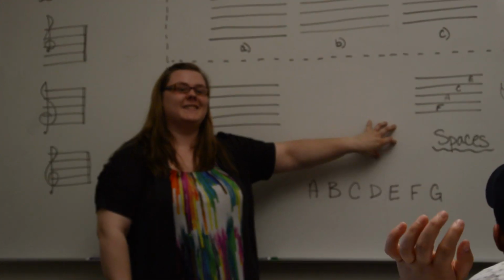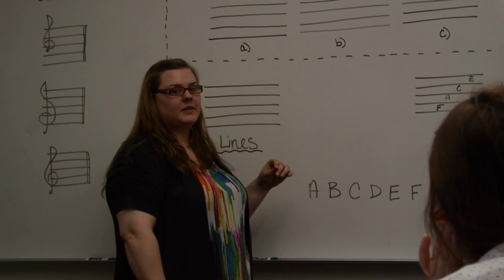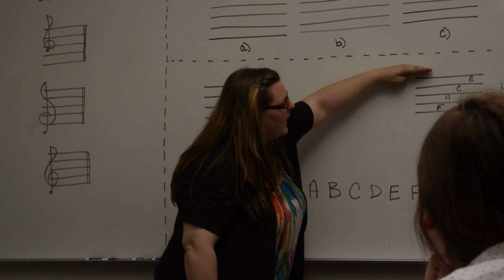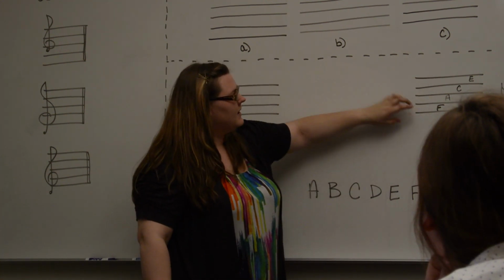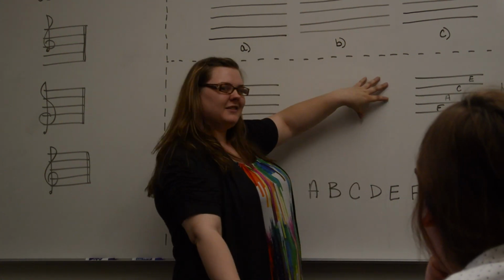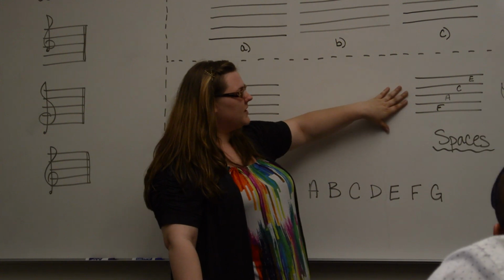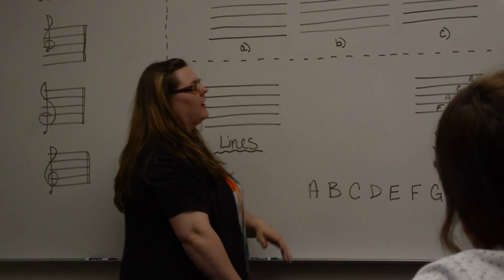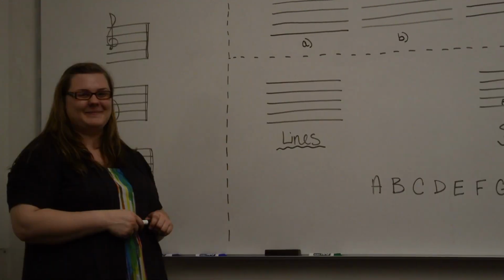Why don't the bottom and top spaces count? Because we need another line at the top and on the bottom to have that space. Right now it's just wide open range. Make sense? Yes. So we only have 4 spaces because we have 5 lines. And there are only 5 lines in the staff, so we can't have more.